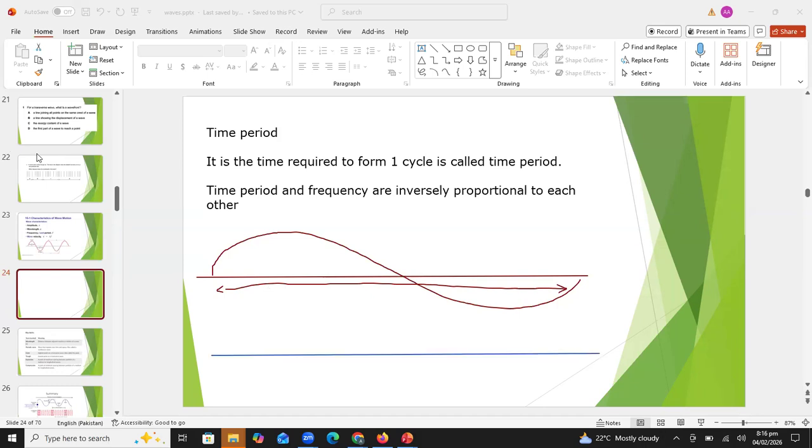But if I draw another wave, like this one with a reference line, 1, 2, 3, 4, there are 4 cycles. I told you the definition of time period, beta: time period is the time required to form one cycle. So this is the time period. We will not take all the cycles' time period; obviously the time required to form one cycle is the time period. So one cycle's time period here is very short as compared to the first wave.